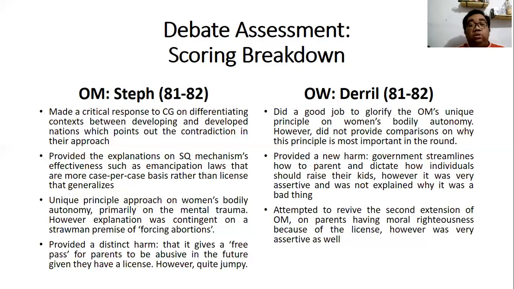The opposition whip also attempted to revive the second extension of the opposition member on parents having moral righteousness because of the license. We felt that this provided some degree of analysis that was missing in the opposition member's speech on the second extension. However, we felt that this was also still assertive because there was no further explanation on this moral righteousness element, and we felt that that was insufficient to truly tackle the arguments that came from the opening government. So opposition member 81 to 82, and also opposition whip 81 to 82.